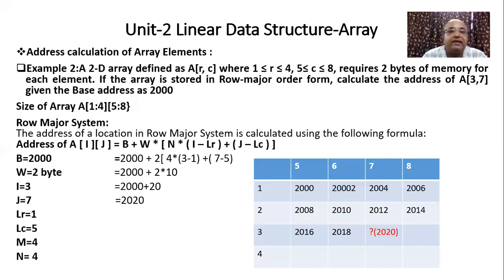Now B stands for the base address, which is given to you. W means the storage space. The type of array is integer, so it will occupy 2 bytes. For which element do you want to find the address? That is also given: A[3][7]. So the value of I is 3 and the value of J is 7. Now, are you ready with the values of B, W, I, J, LR and LC?